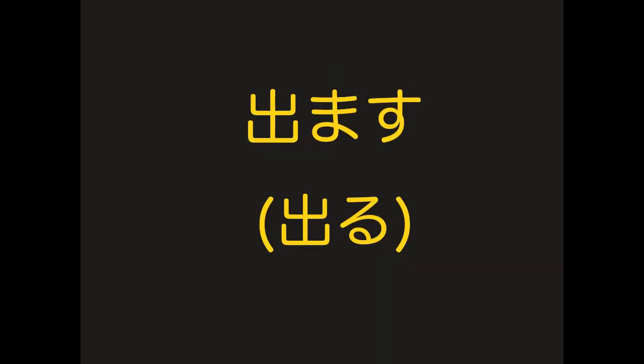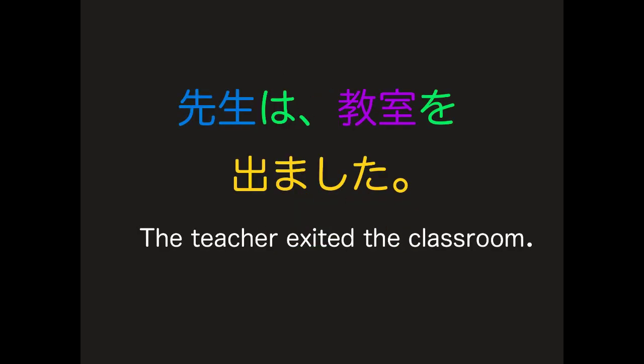The whole verb looks like this. In the masu form, it's demasu, and in the plain form, it's deru. And a typical sentence would be, Sensei wa kyōshitsu o demashita. The teacher exited the classroom. Notice that the usual particle to use with demashita about the place that you're leaving is the object particle o. And that's to enter and to exit.